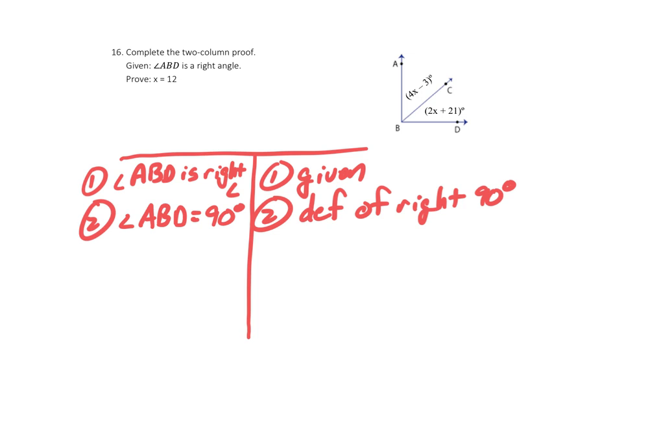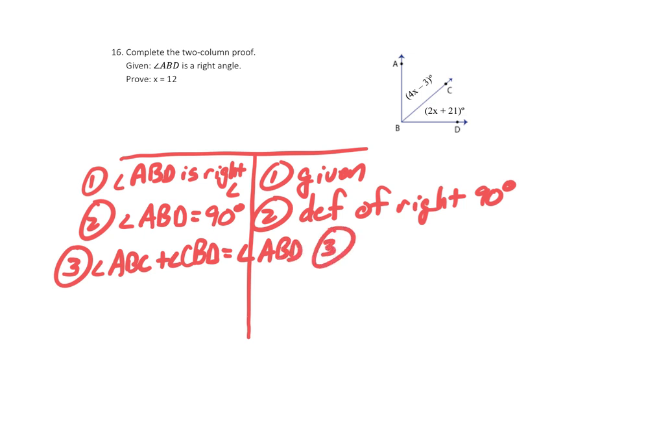Now, before I plug in the expression, here's what we're going to do. We're going to say angle ABC plus angle CBD equals angle ABD. And that is the angle addition postulate.